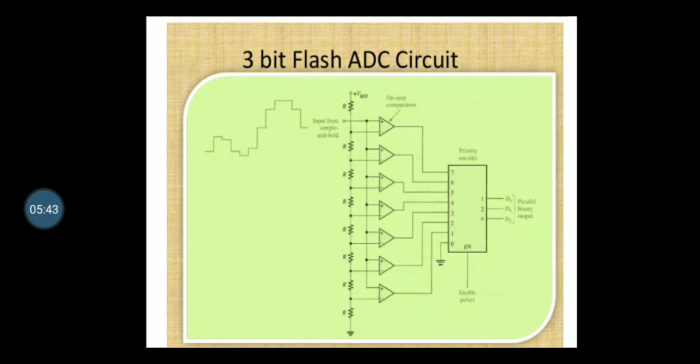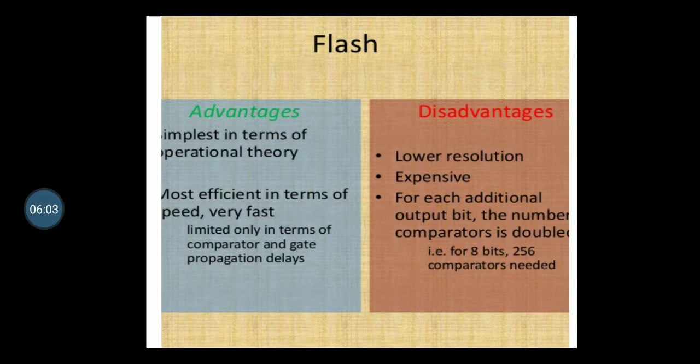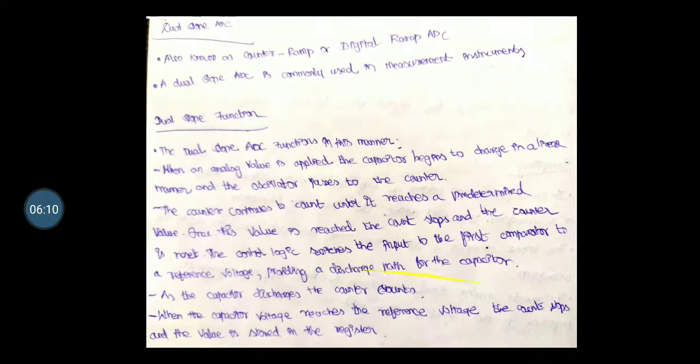So this is the flash type ADC circuit. Here we have many comparators. Each time the reference voltage is exceeded, we have an output at the comparator, which is given respectively as outputs D0, D1 and D2. Now the advantage is that it is simplest in form; the disadvantages are lower resolution and expense.